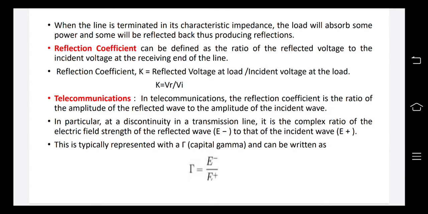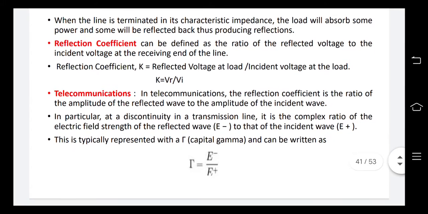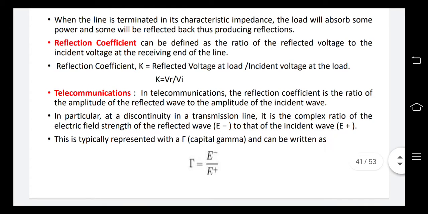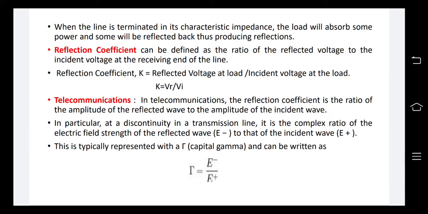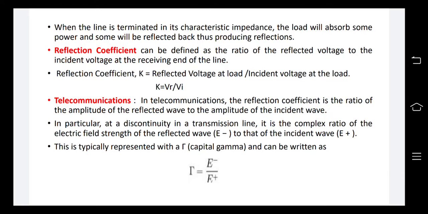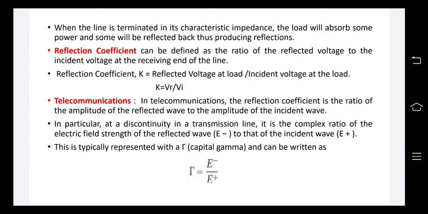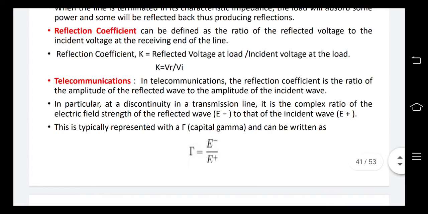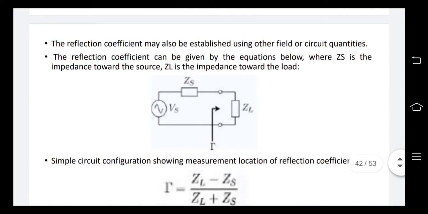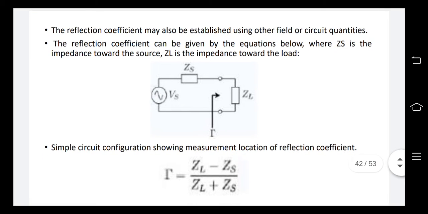In telecommunications, the reflection coefficient is the ratio of the amplitude of the reflected wave to the amplitude of the incident wave. In particular, at a discontinuity in a transmission line, it is the complex ratio of the electric field strength of the reflected wave, E minus, to that of the incident wave, E plus. This is typically represented with a gamma and can be written as gamma equals E minus divided by E plus. The reflection coefficient may also be established using other field or circuit quantities.